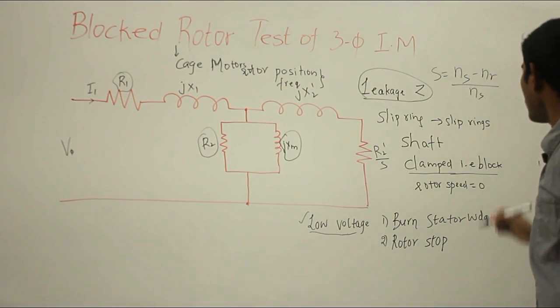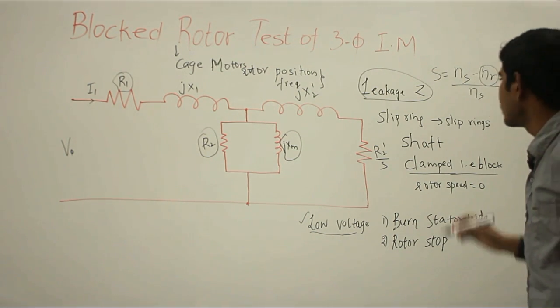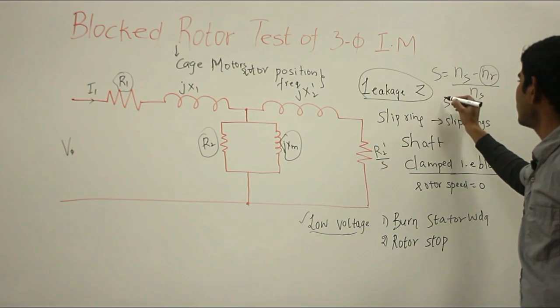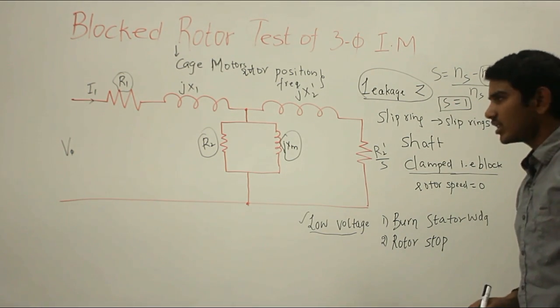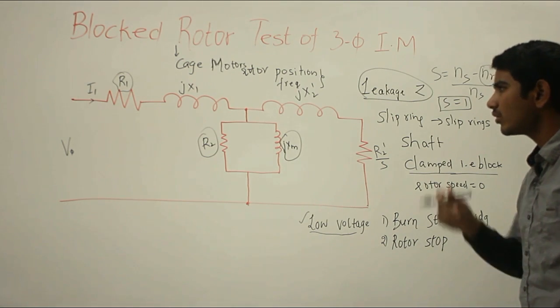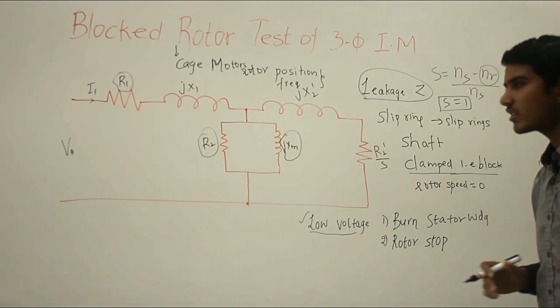As I am going to block my rotor, your actual rotor speed becomes 0, therefore you have slip equal to 1. Now at unity slip, the load resistance becomes 0, and therefore you can have a short circuit current through your rotor windings, as the rotor bars are short circuited.